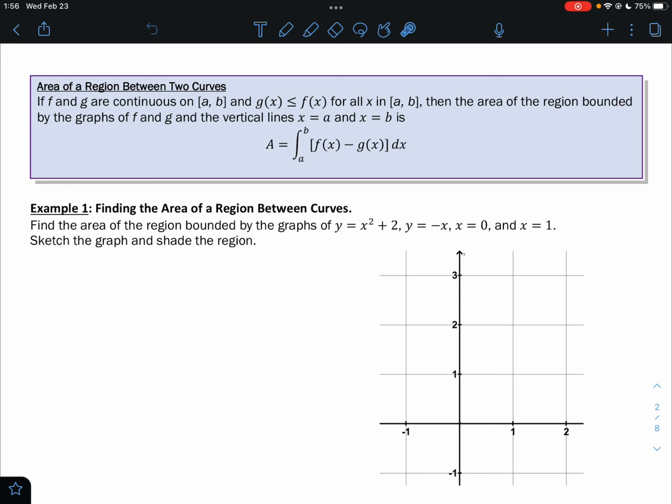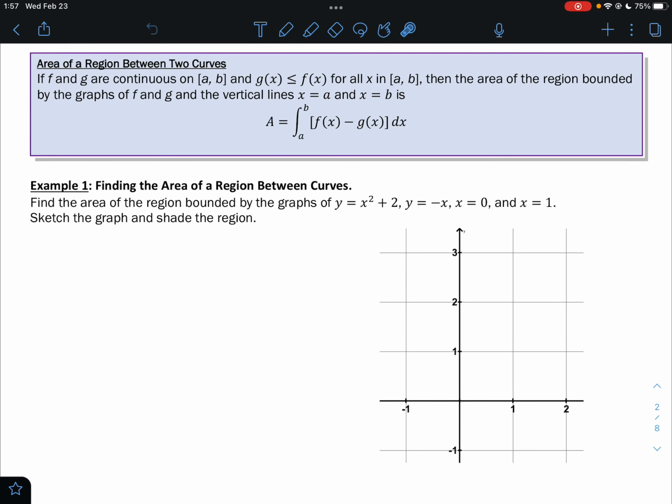Okay, so here's our first theorem. Area of a region between two curves. If f and g are both continuous on the interval, and g is less than or equal to f on the entire interval, then the area of the region bounded by the graphs and the vertical lines x equals a and x equals b is given by this formula right here. What's important to note here is that f and g are two different functions. F is a function that is on top. G is a function that's on bottom. If you do it in the exact opposite way, you'll get the right answer, but it'll be negative. So we always want to do top minus bottom when we're talking about functions in terms of x.